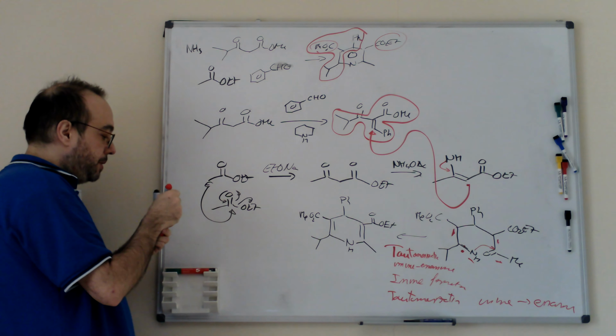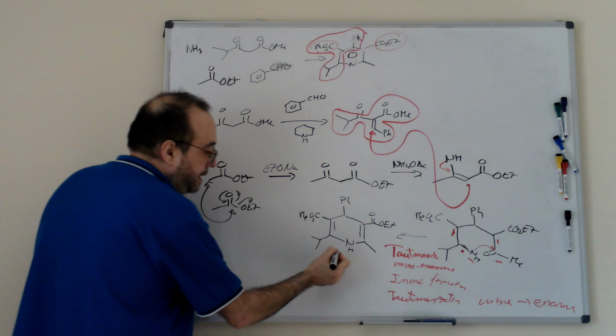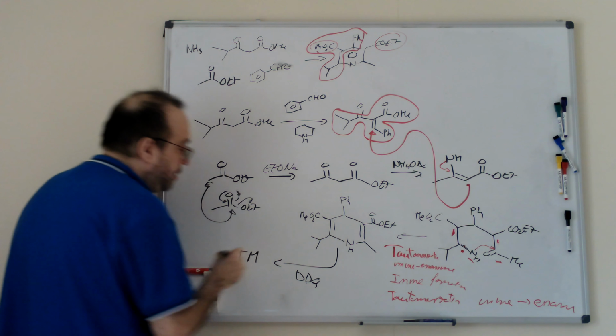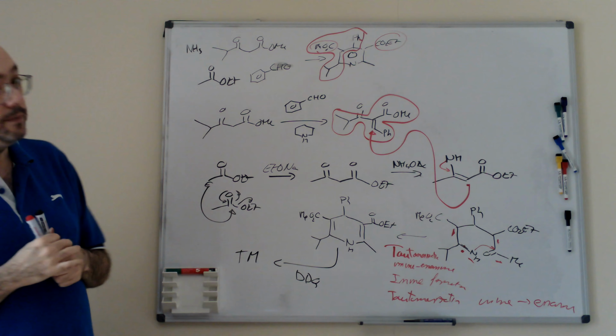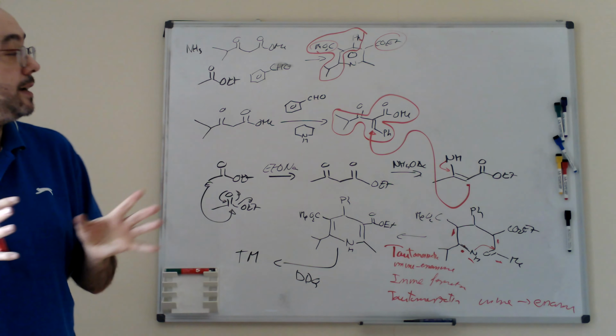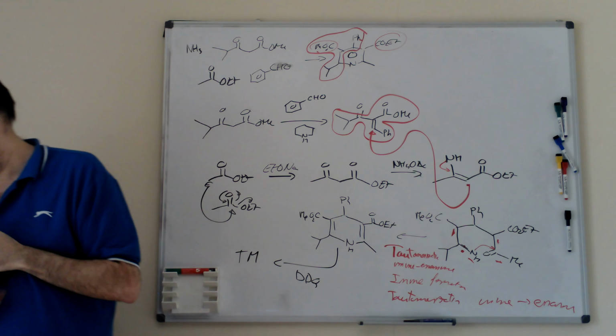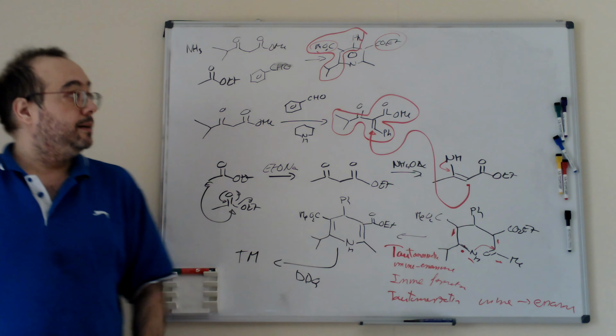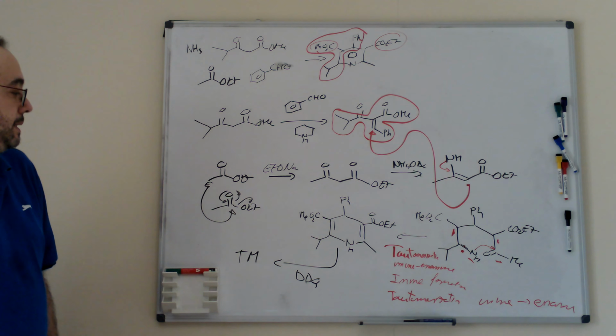When we have this compound, basically we have the dihydropyridine, our work is almost done. DDQ to oxidize, and we get the target molecule. Okay? This is how we will do this exercise. Okay? Good.